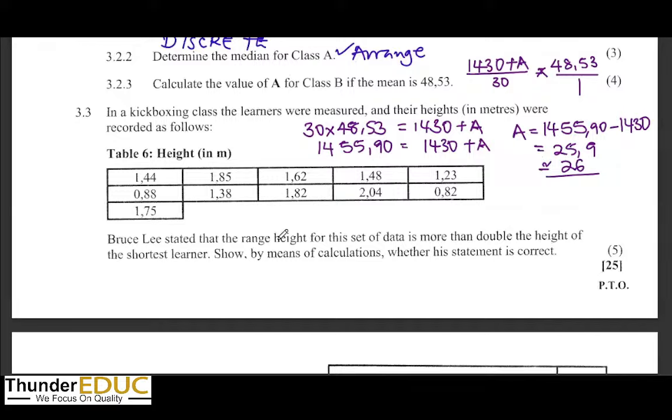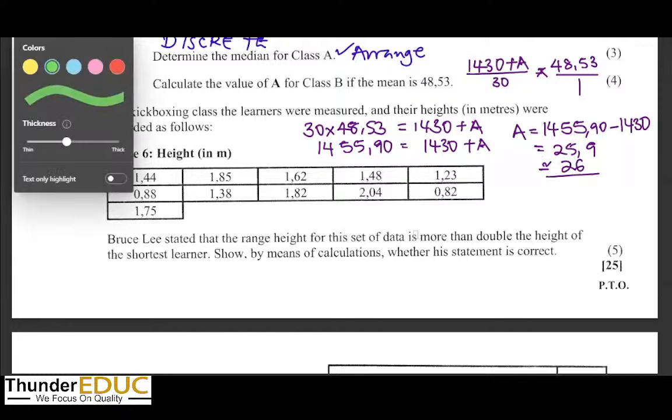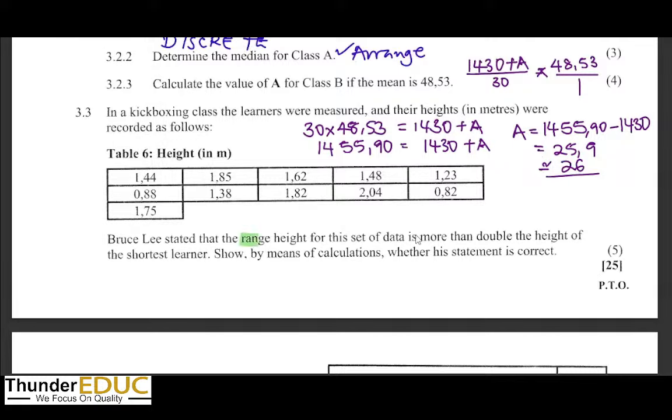Bruce Lee stated that the range height for this set of data is more than double the height of the shortest line. Show by means of calculation whether his statement is correct. So first and foremost, what are we proving? We have two things we need to know. One is that Bruce states the range height is more than double the height of the shortest line. So first and foremost, we need to find the range, which will be highest value minus lowest value. And the highest value here is 2,04 minus the lowest, which is 0,04.